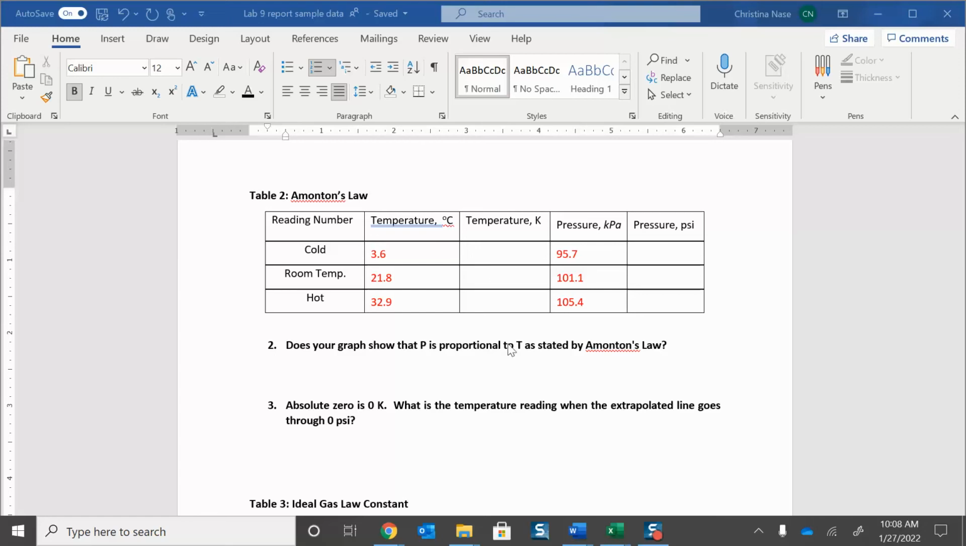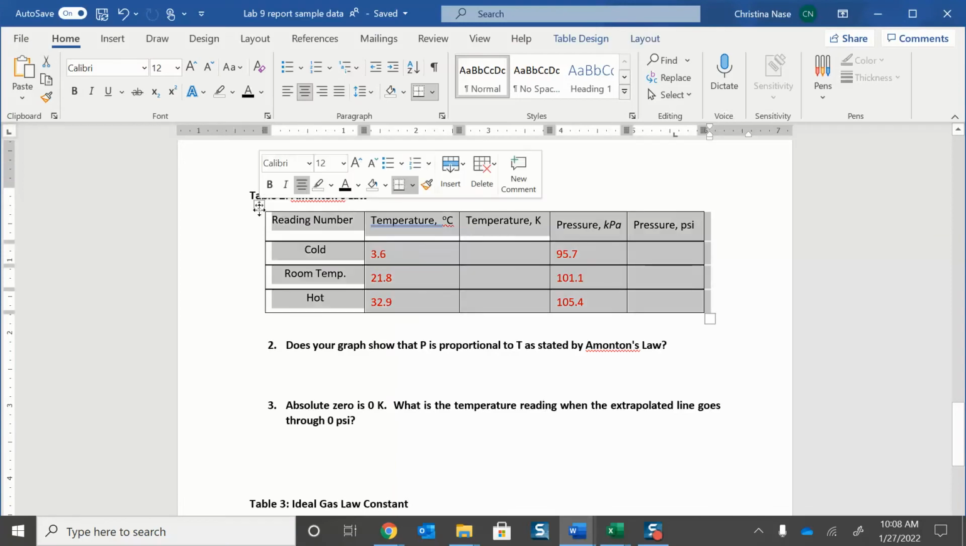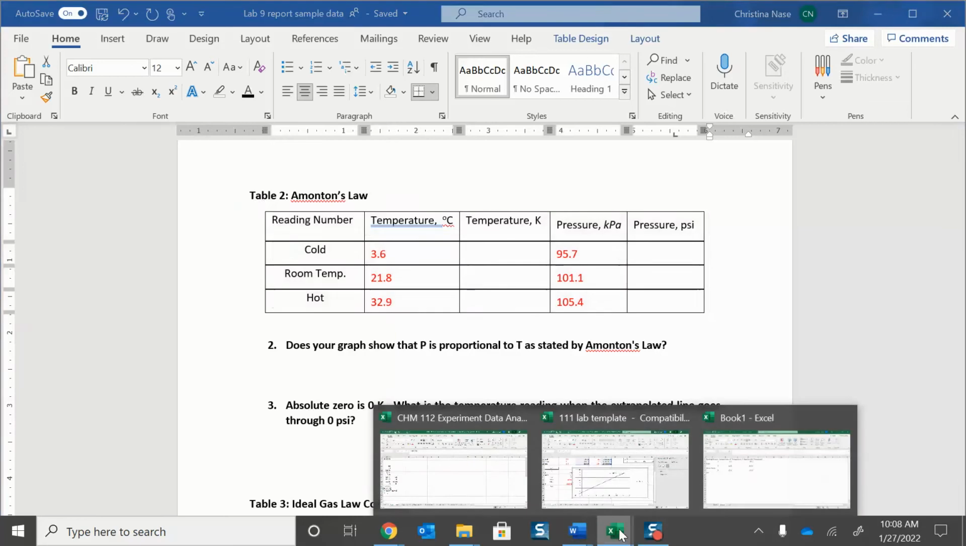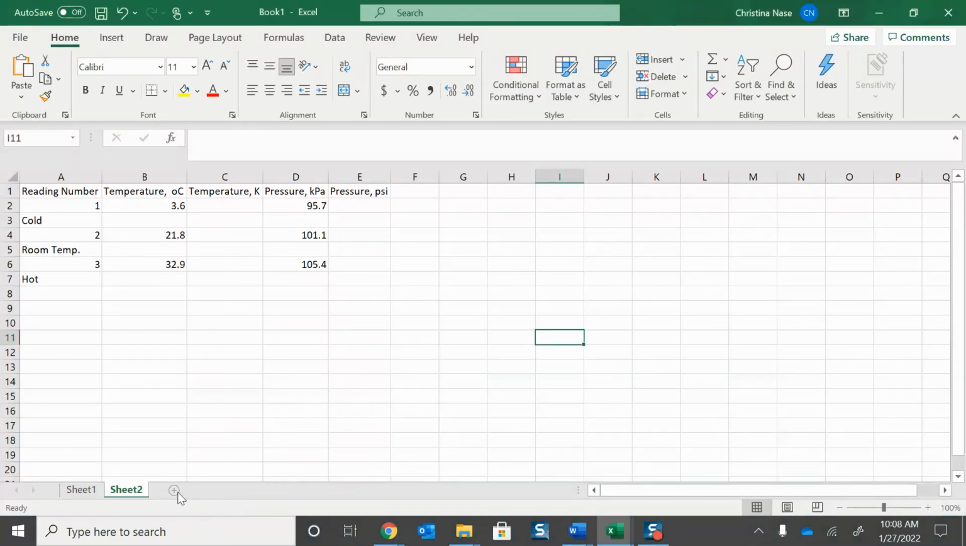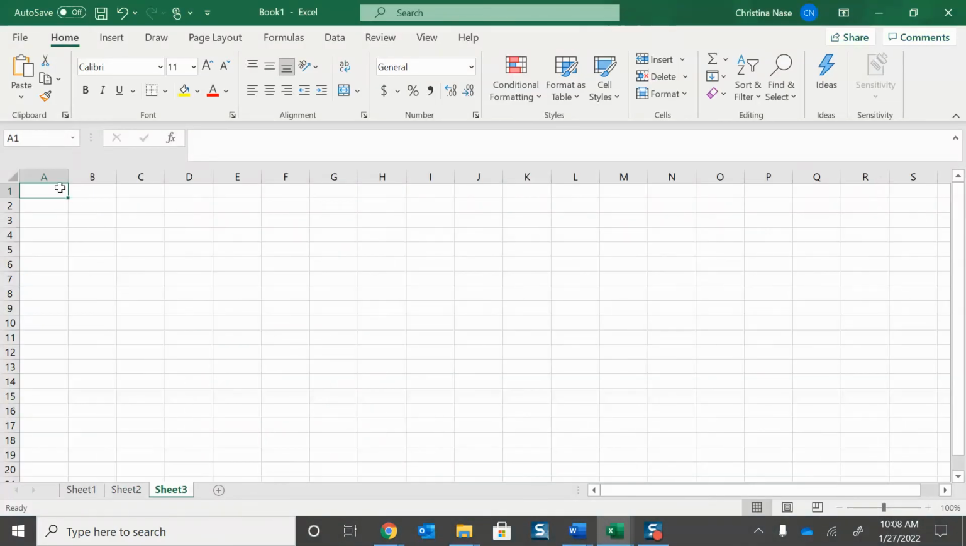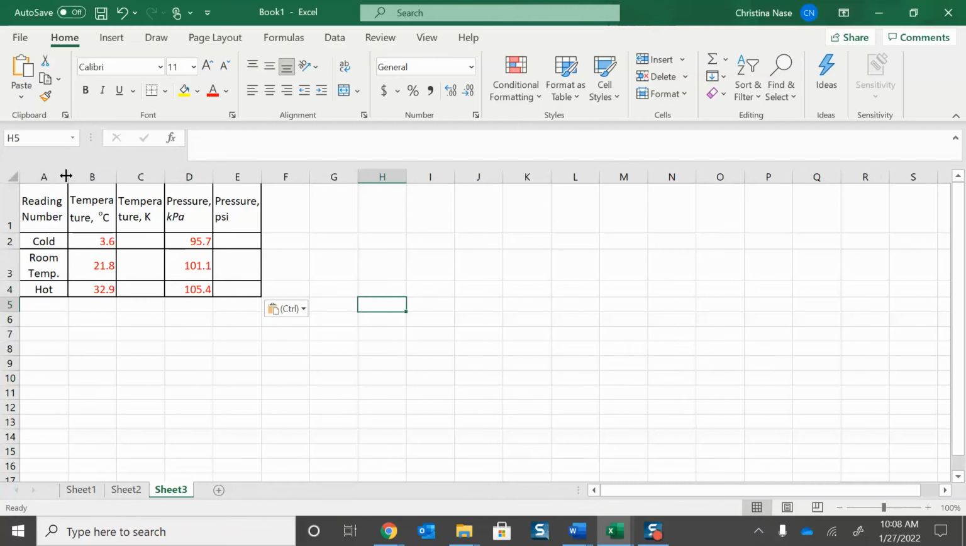Part B of the gas law lab. So we're looking at Amontons' law, and we're really looking at how temperature and pressure are related. So I'm going to copy this little table into Excel, after I collected my temperature and pressure data. We'll go over to Excel, start a new tab, and paste that in there.